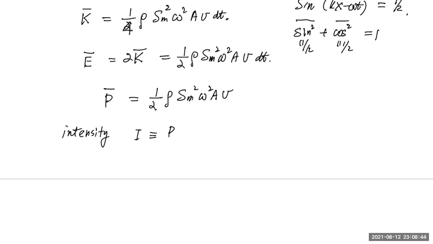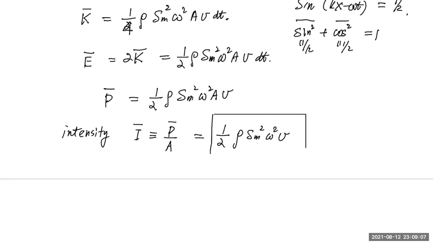Intensity is defined as P over A. Of course, I'm looking at the average intensity, and that equals 1/2 rho S maximum squared omega squared V. This is an important expression for the energy, for the intensity of the sound wave, given the density of the medium, the amplitude of the displacement wave S maximum, the angular frequency omega, and the speed of the wave. That is the same expression you can find in the textbook.